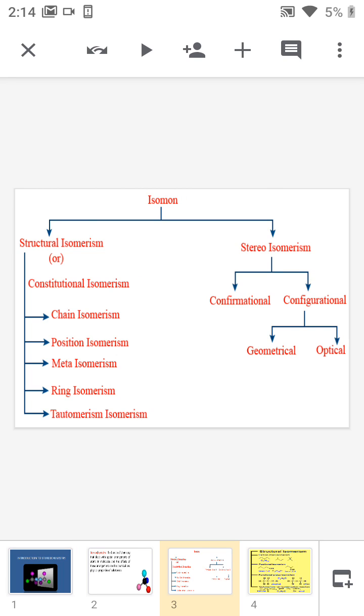Structural isomerism means they are isomers but they differ in their structures. Structural isomerism is otherwise known as constitutional isomerism, and it can be subdivided into four different categories. The first one is chain isomerism, the second is positional isomerism, the third is functional isomerism, and the fourth one is tautomerism.